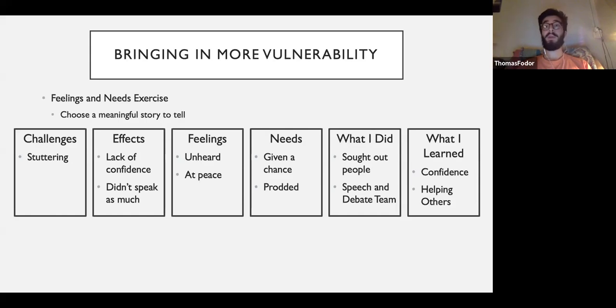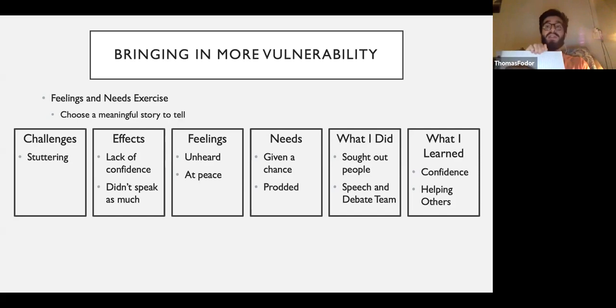And so what I'd recommend you do is go back to the brainstorming session that I did, so that you can look at what some of these brainstorming exercises are, so you can include them into your essay. Probably the most applicable to this specific aspect of your essay, vulnerability, is the feelings and needs exercise, where you take a sheet of paper horizontally, you have those six sections about challenges, effects, feelings, needs, what I did and what I learned. And then you fill those out.